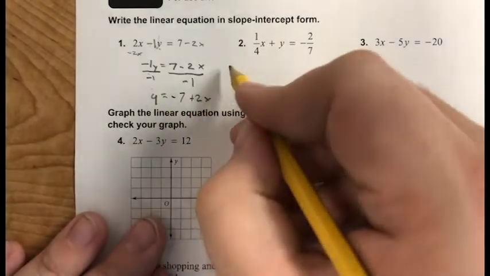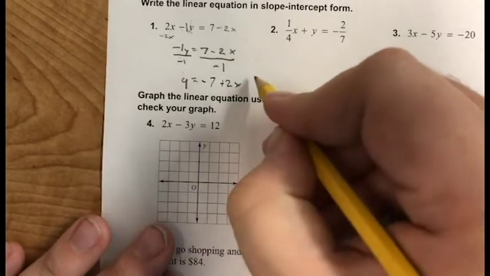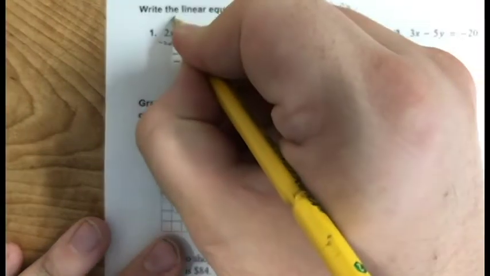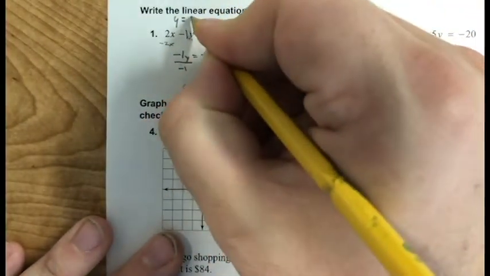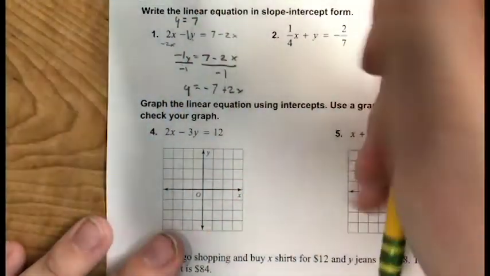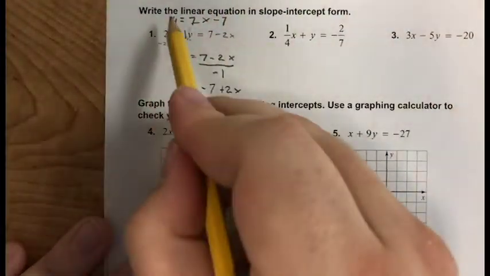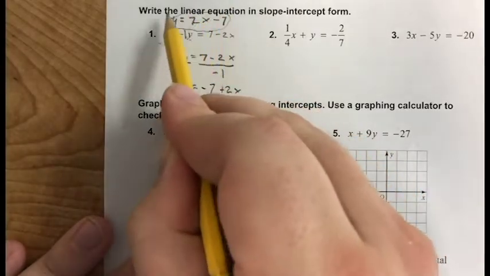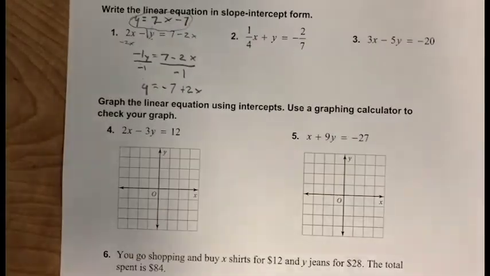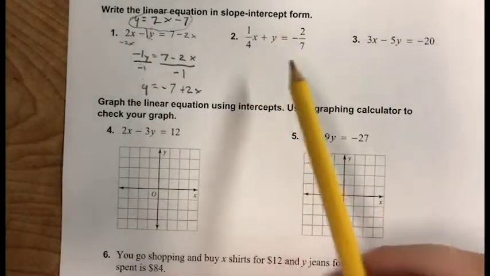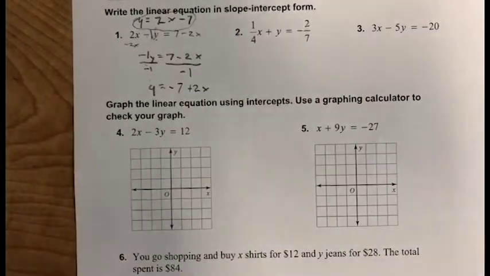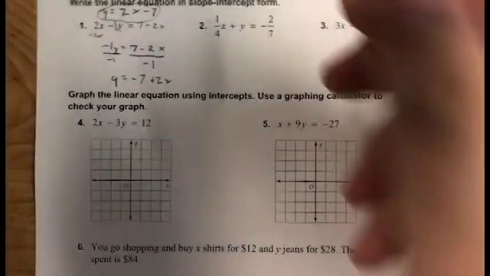And we can rewrite this one last time, and I'm kind of running out of room, so I'm going to write it above. y equals, not 7, but 2x minus 7. This would be my slope-intercept form. Now, the same concept is going to happen with 2 and 3. I want you to try 2 and 3 on your own.